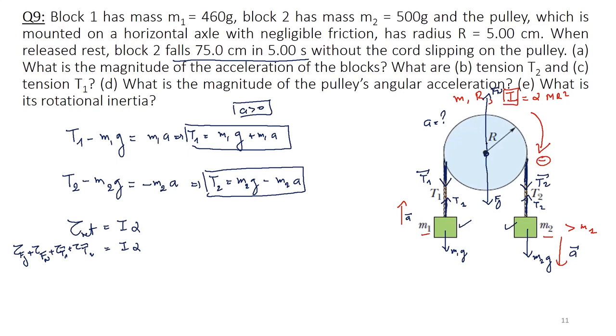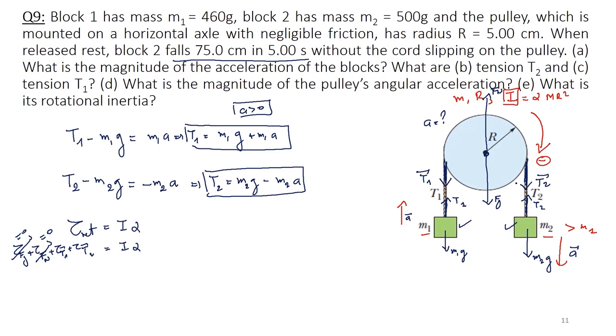But these two forces are radial forces. The moment arm is 0. So the torque of the gravitational force is 0. The torque of the normal force is 0. They are not participating in the rotation of my object. So only T1 and T2 are effectively rotating my pulley. Okay.